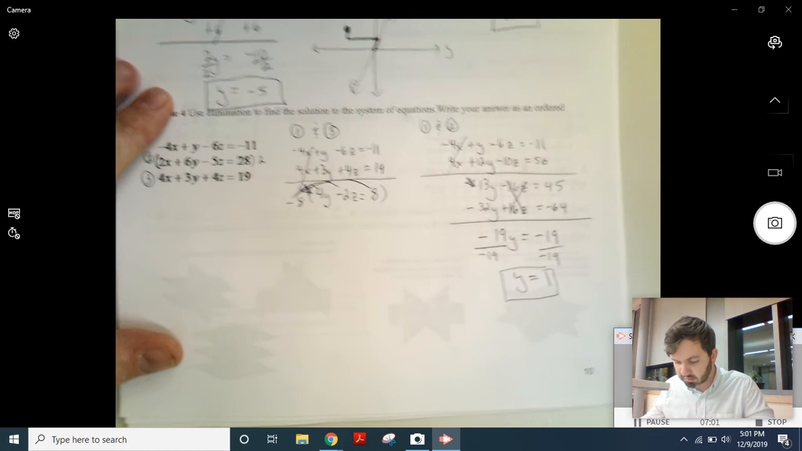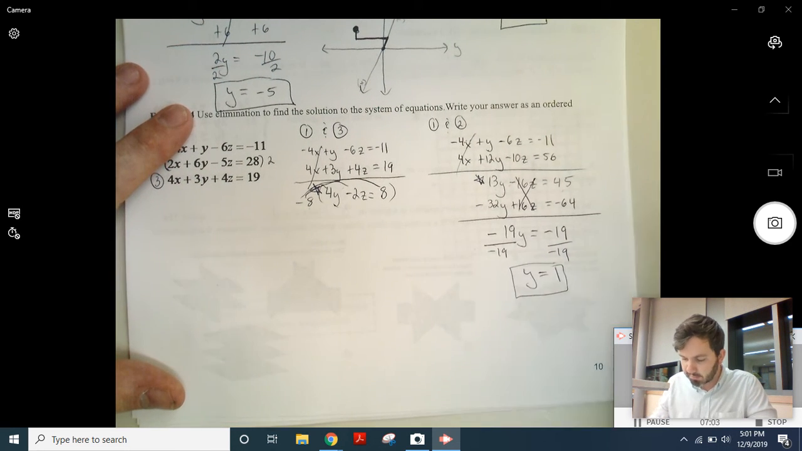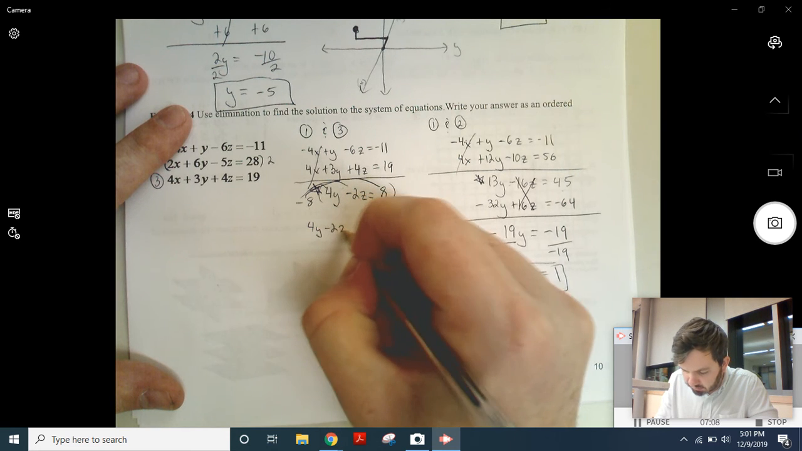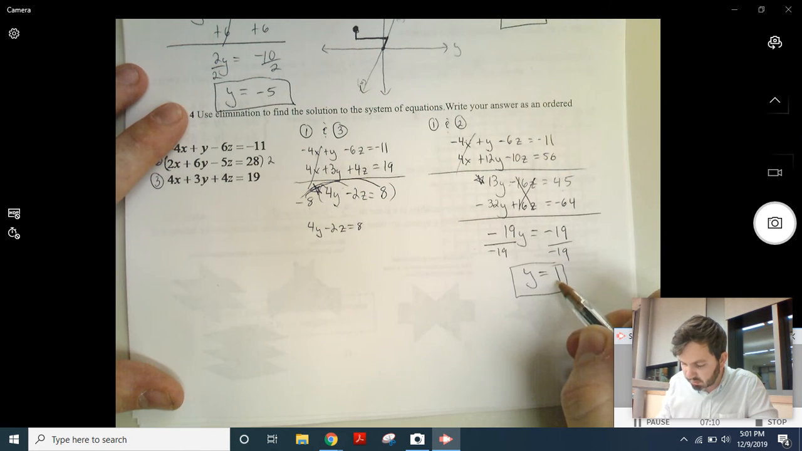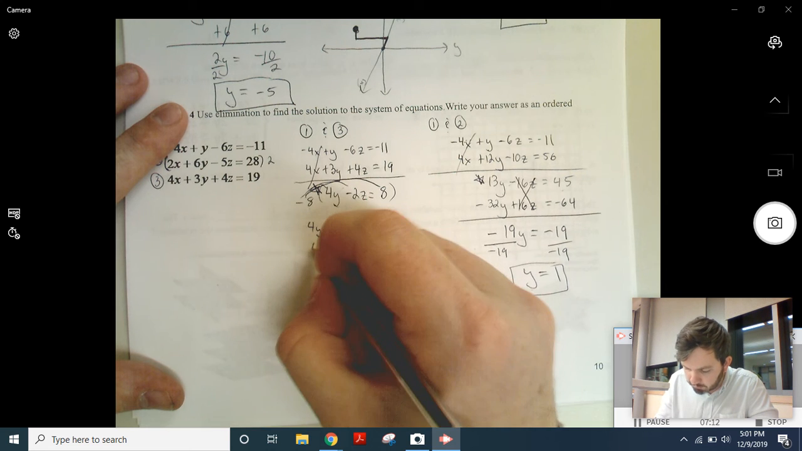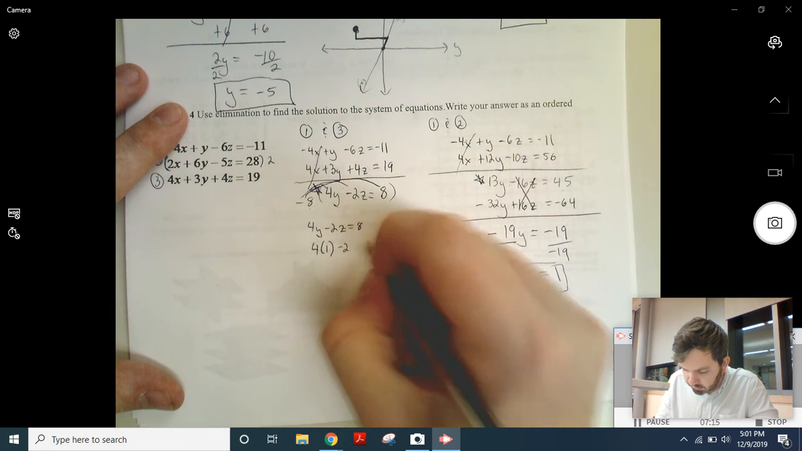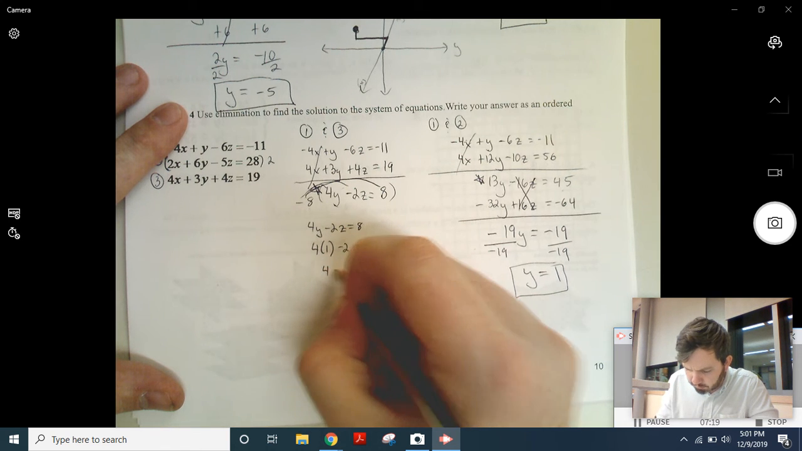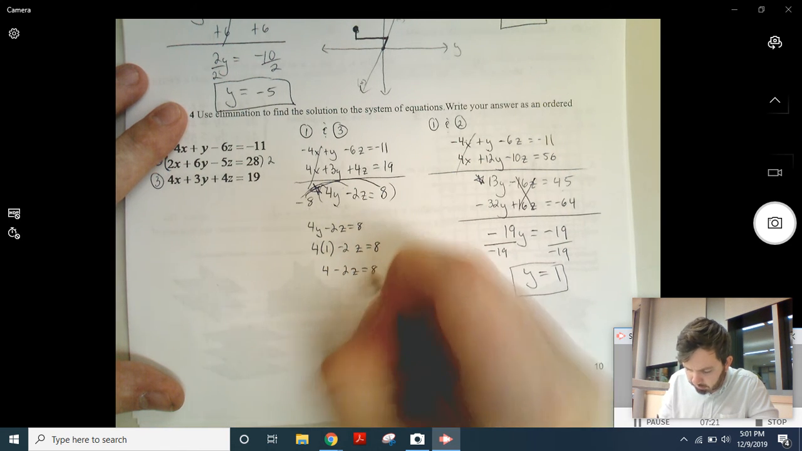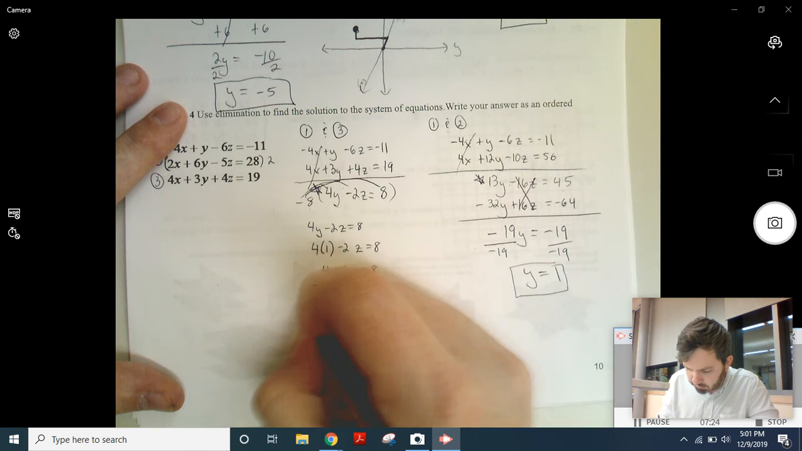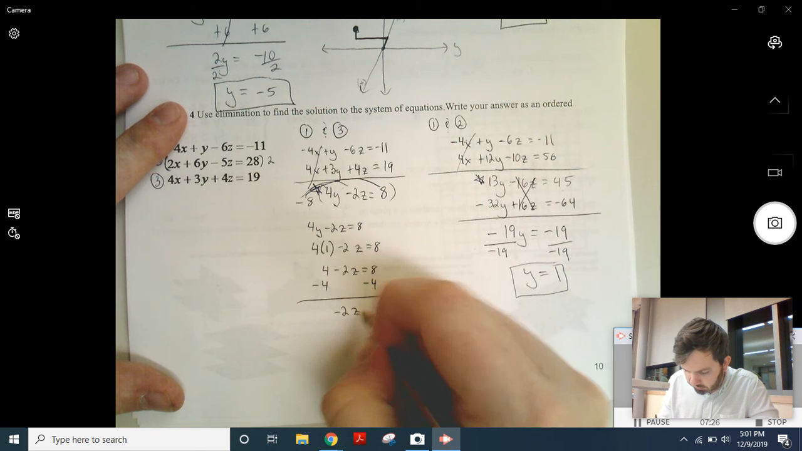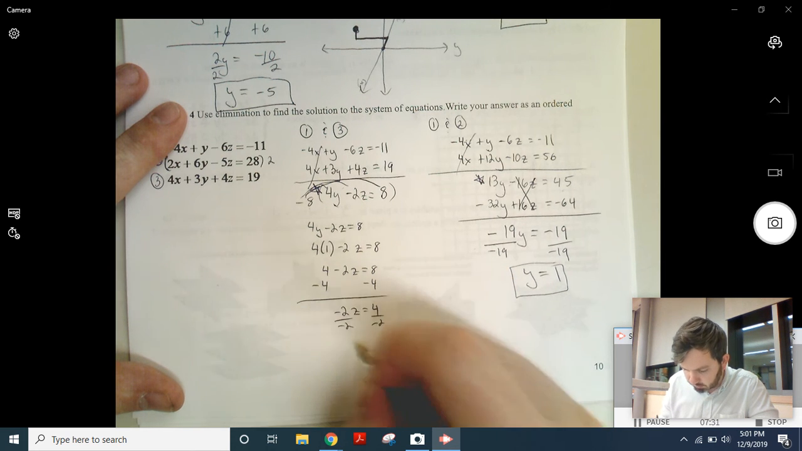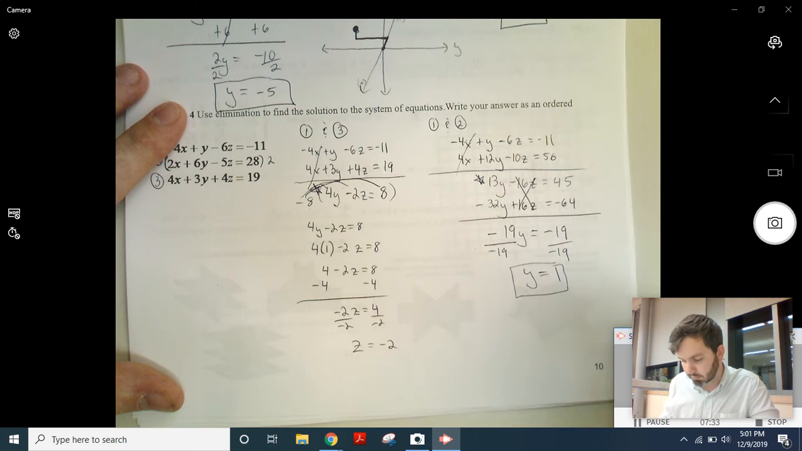So now that I have what y is equal to, we can solve for z. I'm just going to use this equation since it's right here. I'm going to rewrite it. 4y minus 2z is equal to 8. We're going to substitute y is 1 in here. So 4 times 1 minus 2z is equal to 8. So 4 times 1 is 4. So 4 minus 2z is equal to 8. Subtract 4 on both sides. We're going to get negative 2z is equal to 4. Divide by negative 2, divide by negative 2. z is equal to negative 2.